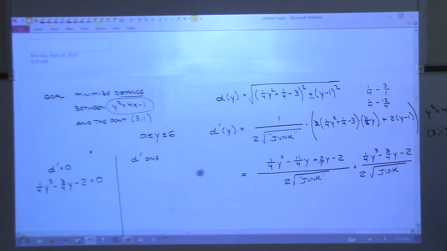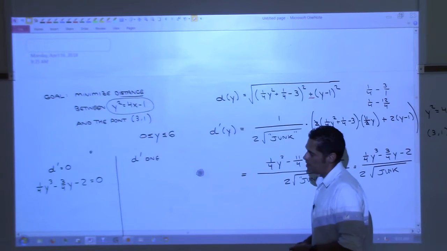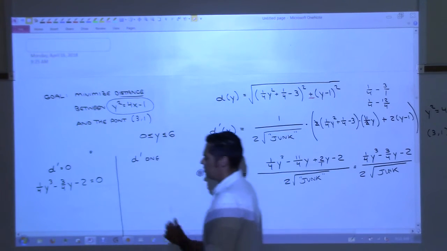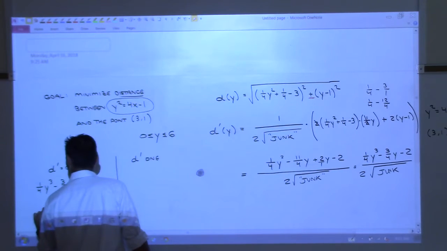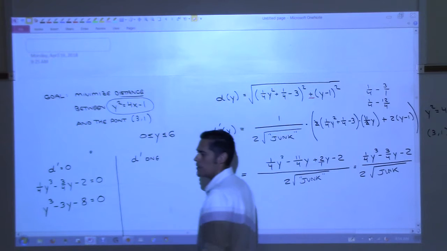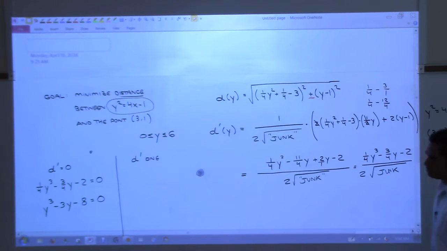Uh-oh. That's not a quadratic. That is a cubic equation. Why don't we clear the fractions? Let's get rid of the fractions. I'm going to multiply everything by 4. Y cubed minus 3y minus 8 equals 0. I just multiplied everything by 4. It just looks a little nicer that way.